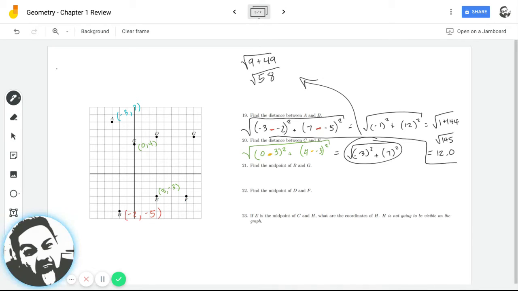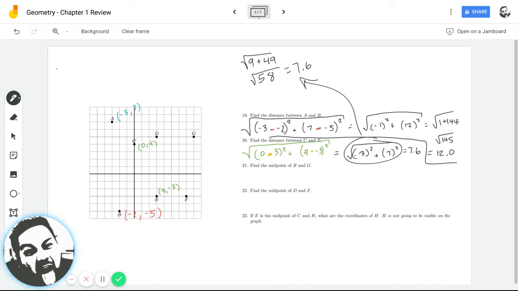We hop on the Desmos. We're like, hey, Desmos, can you give me an answer? Let me find an answer for the square root of 58. Type in 58, put a square root on it, and we get 7.61. So this rounds to 7.6, and that is our answer for question number 20.